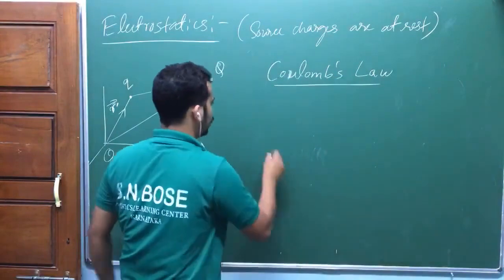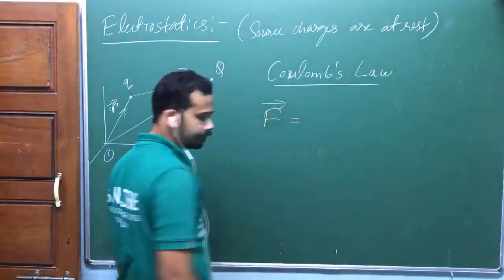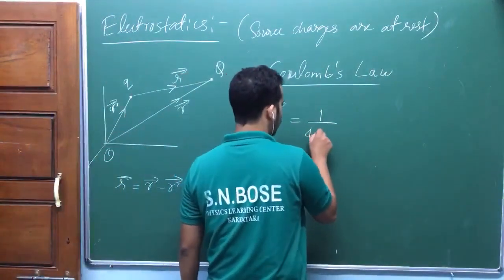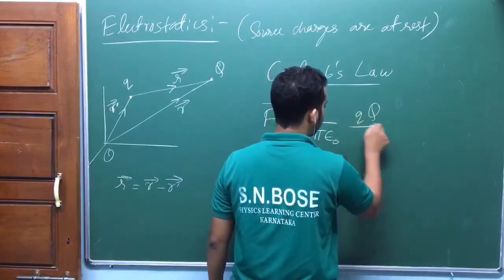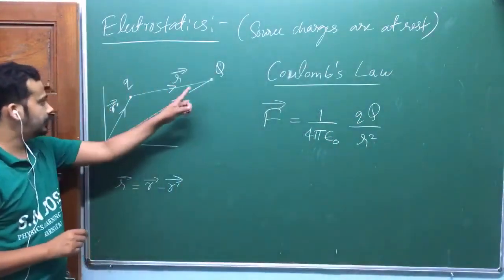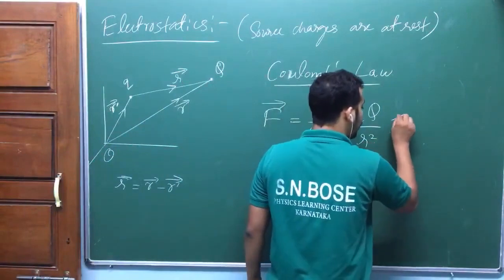Coulomb's law is given by the force on this charge. That is equal to 1 by 4 pi epsilon naught in SI units, times Q into capital Q divided by R square. It's an inverse square law, where R is the distance between them, squared, into R cap.